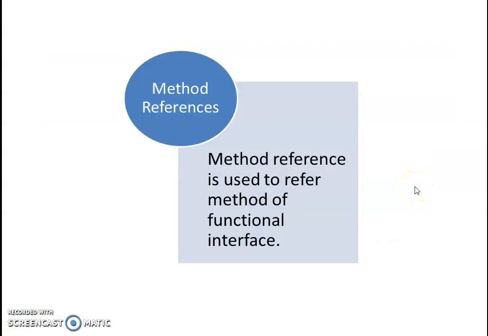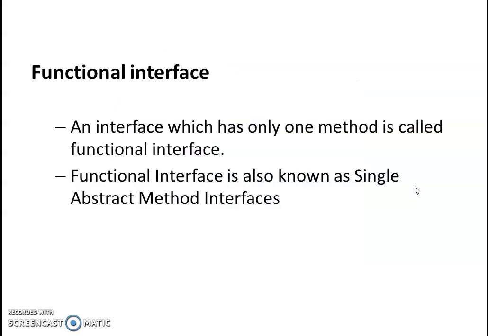Method references, as the name suggests, are used to refer to a method of a functional interface. In our previous video, we talked about functional interfaces. It is just an interface having only one method. So basically, a one-method interface is known as a functional interface. A functional interface is also known as a single abstract method interface. As we know, methods of an interface are abstract. So it is called a single abstract method interface because in a functional interface we have only one method, right?